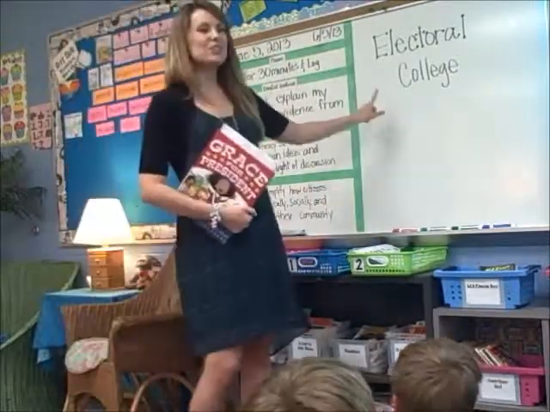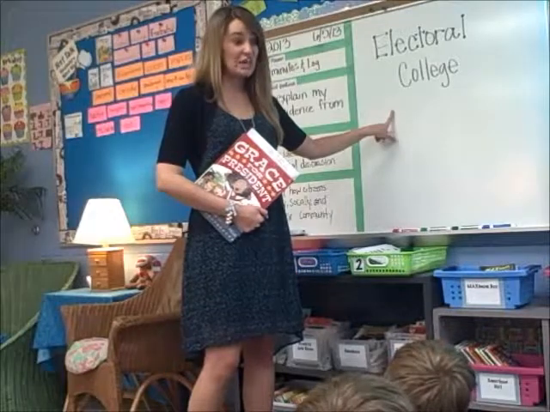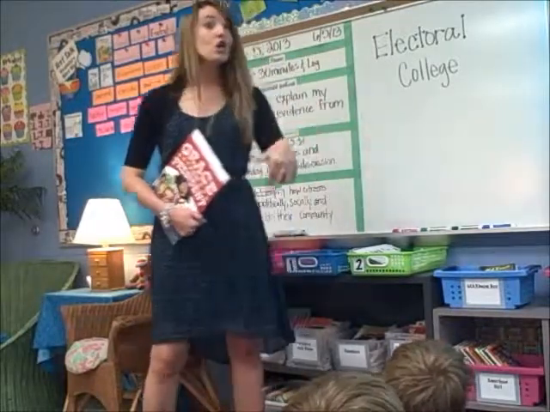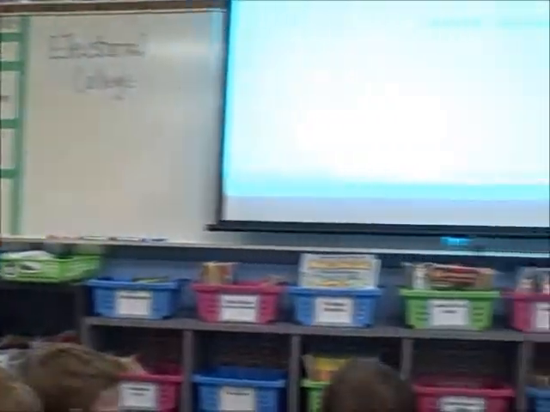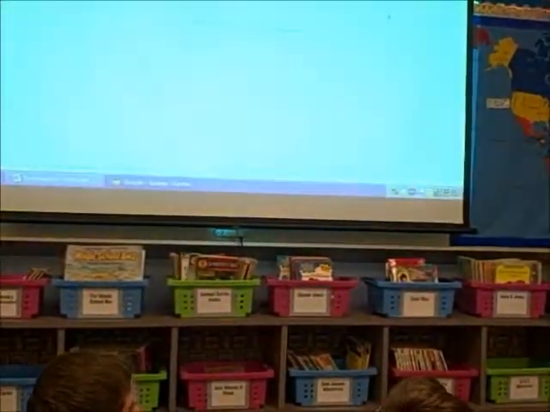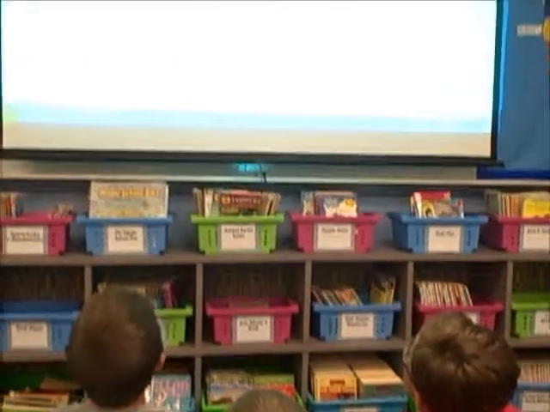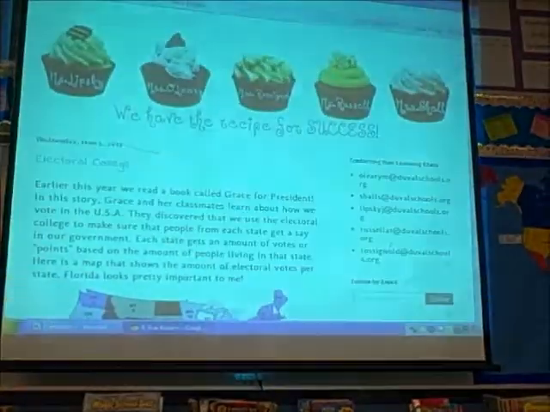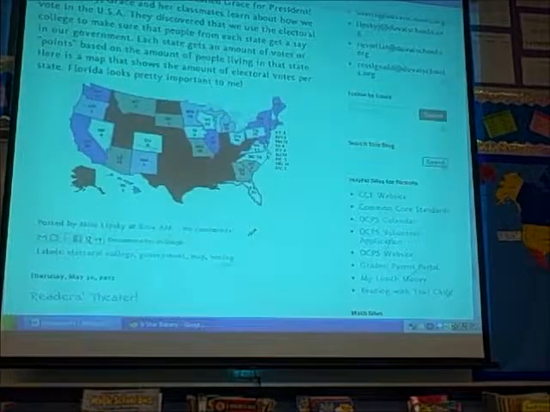But to do that, we kind of need to remind ourselves about the Electoral College because we learned about that a long time ago. So let's go to our blog. Who can tell me our blog address? Elijah. ccekids.blogspot.com. Very good. Up on our blog today is a map of our country.